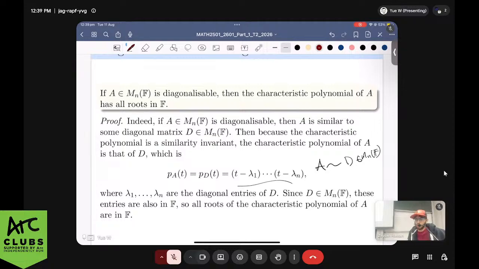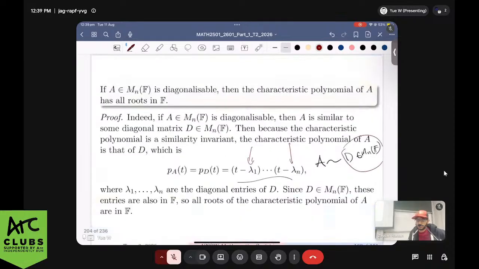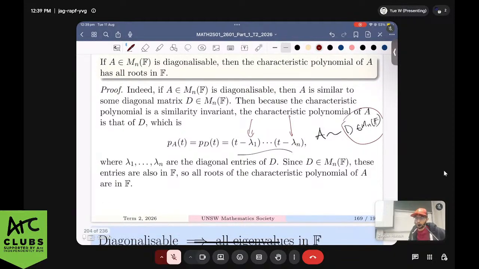These lambdas are all in F because we're assuming D is a, like, imagine F was R. We're assuming D is a real matrix, so the diagonals should be real. Therefore, these things which are going to be the eigenvalues of A are real. Now, if F was C, this is kind of obvious, because all the roots of the characteristic polynomial of A should be in C anyway. This is more special if F is R.